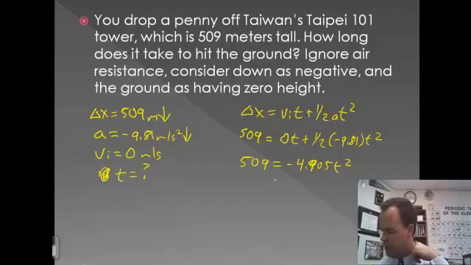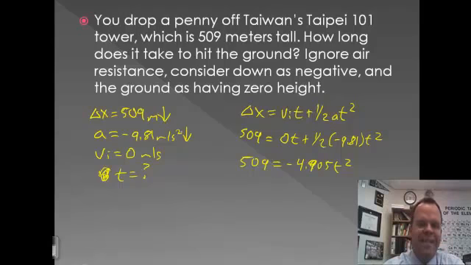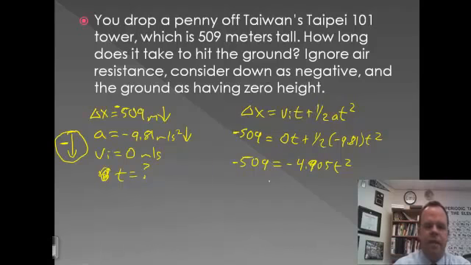Let's divide 509. Here's a mistake, a little change I forgot to mention. Make down negative, you've got to pay attention to direction. I didn't do a good job of that at the beginning. That means this has to be negative, which means this has to be negative. Since everything is down, we made down negative.